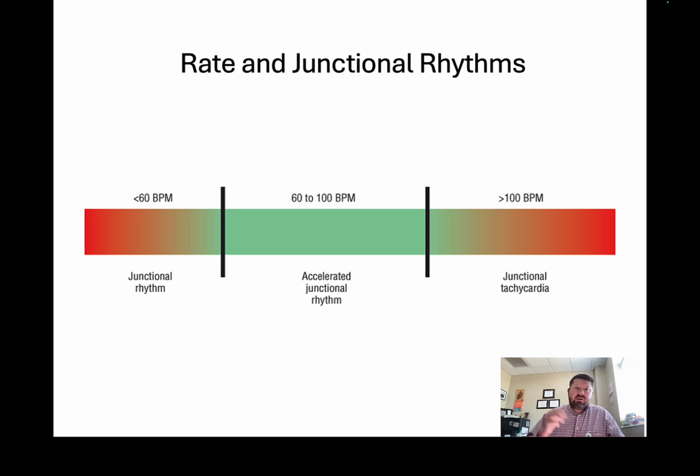Junctional escape rhythm, which is going to be in one of the next couple of lectures, is going to have a rate less than 60 and have some of the key features of junctional rhythms, whereas accelerated is going to be 60 to 100, and then junctional tachycardia is going to be greater than 100. So as we move forward, we're going to identify these junctional rhythms, and a couple of key points about junctional rhythms is that we're going to look for the rate of it. We need to know what the intrinsic rate is, and we also are going to look at how the P wave presents.